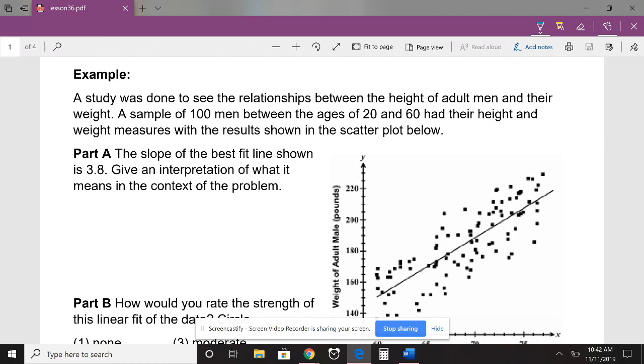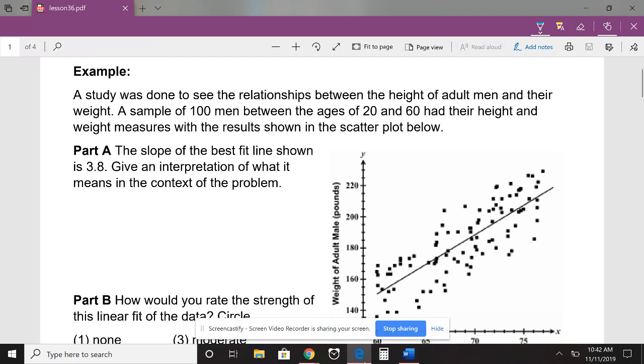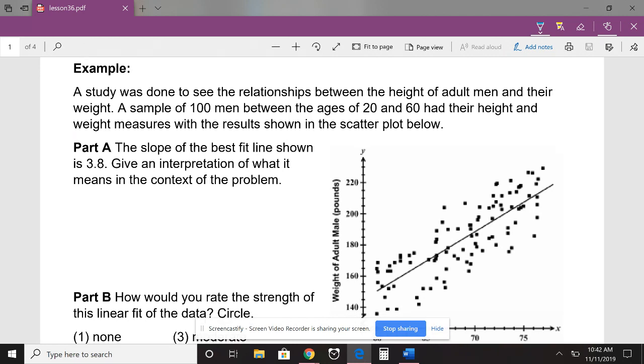So in the first example, it says a study was done to see the relationships between the height of adult men and their weight. A sample of 100 men between the ages of 20 and 60 had their height and weight measured with their results shown in the scatter plot below. So the slope of the best fit line shown is 3.8. Give an interpretation of what this means in context of the problem. So remember slope, rate, how we figure that out when we graph it is rise over run. And it looks like in this case, it's a positive 3.8.